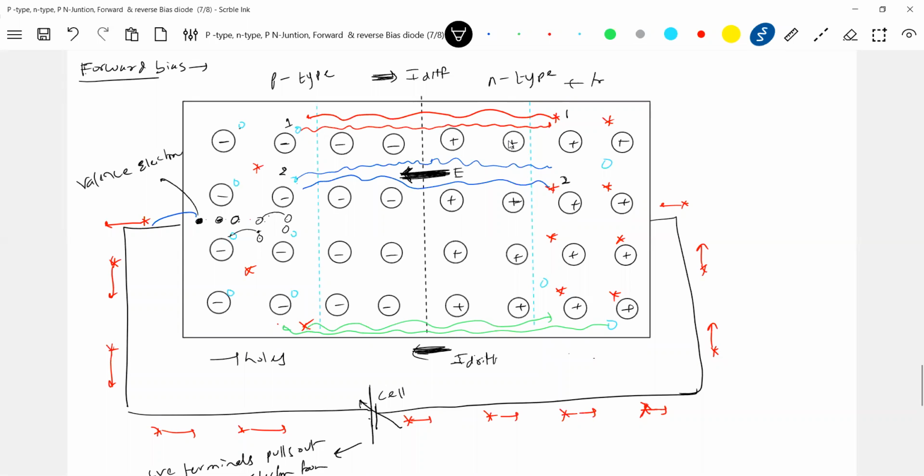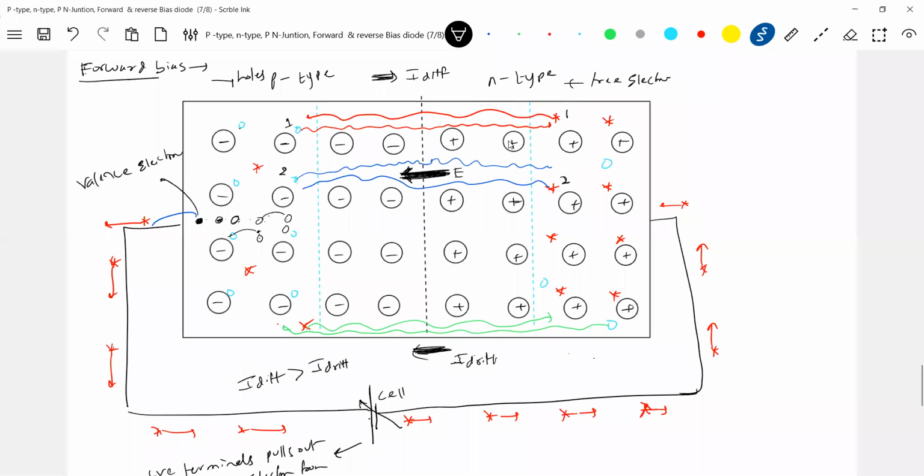I'll show it here. Free electrons, and these are the holes. And what about holes in the p-type, the majority carriers, how do they move? They move towards the depletion layer. Now, what will happen to the drift current? As I keep on increasing the bias, it will decrease. And the diffusion current will increase. So for non-zero bias, I see that diffusion current will be greater than drift current.